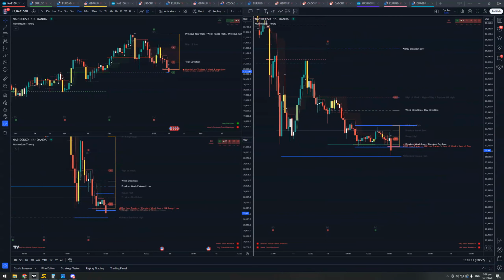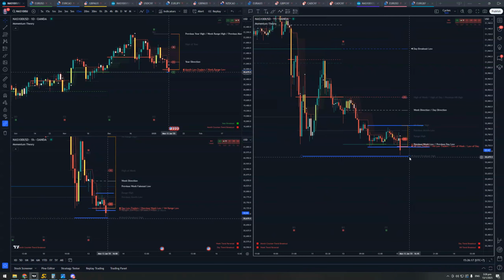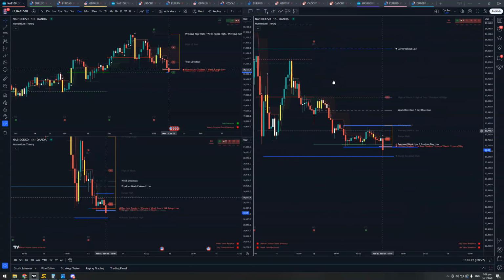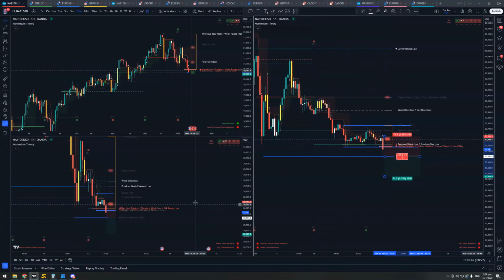So 3 minutes, I'm going to take this one. If it closes outside, then this is a valid setup, but I want to see price get below this month breakout high. So we'll take it like this, and then I'll just hold it to the next level.